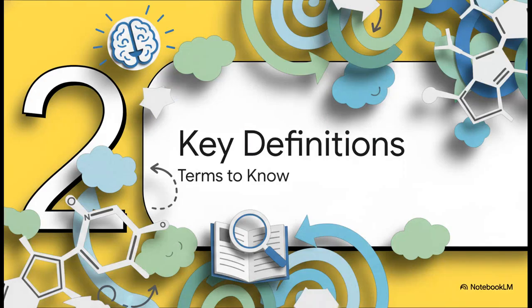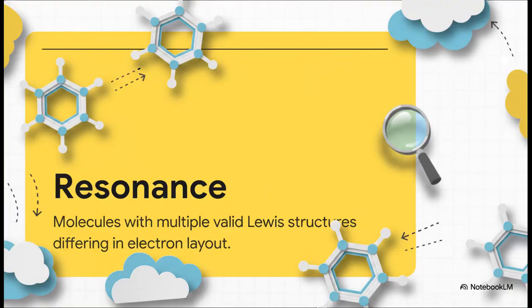All right, Section 2, Key Definitions. Examiners absolutely love testing your precise understanding of these terms, so let's get them crystal clear in your head right now. This definition is absolutely crucial. Resonance is a phenomenon where a molecule can be represented by two or more valid Lewis structures. Just remember that these structures, which we often call canonical forms, are really just different ways to map out the electron layout on a piece of paper. Literally, none of these individual structures exist independently out in nature. They are purely a human attempt to pin down something that is, at its core, totally fluid.